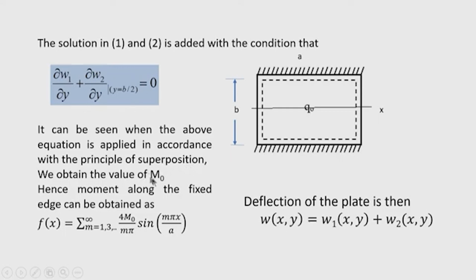We obtain the value of m naught. Once you know the value of m naught, the fixed end moment along these edges is known as the series f(x) is equal to 4 m naught by m pi sin(m pi x by a). After summation with an infinite number of terms, it will represent the uniformly distributed moment. Okay. So, deflection of the plate is then w(x,y) equal to w 1 plus w 2, all are functions of x and y. Okay.